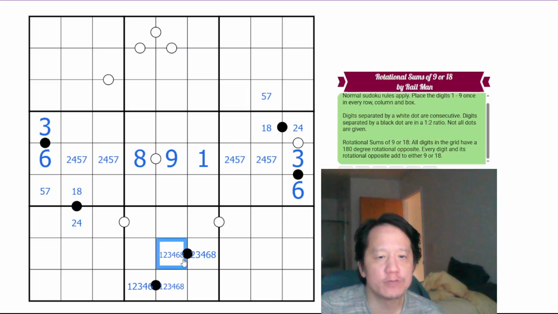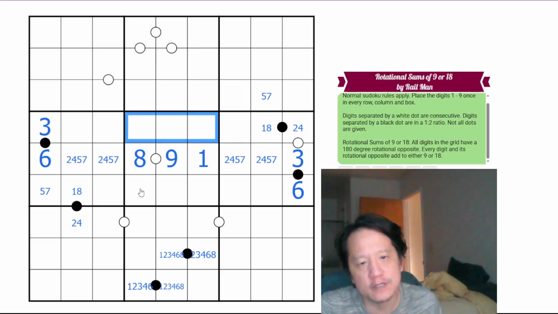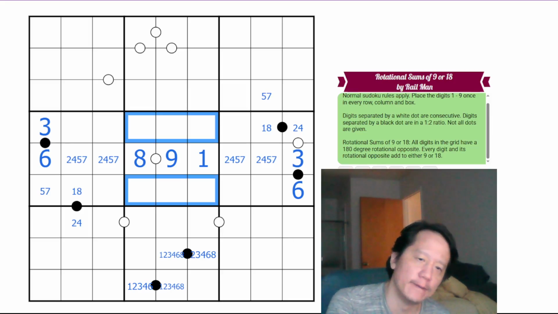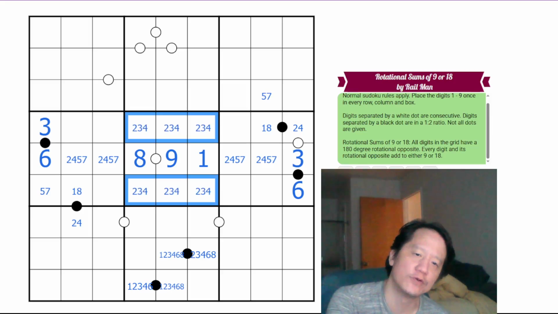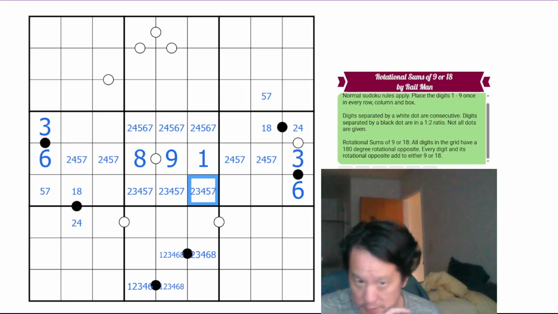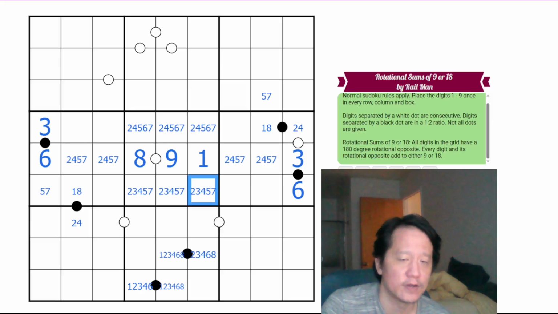So this one with this one. Remaining digits of the central box are 2, 3, 4, 5, 6, 7. 3 cannot be any of these digits, and 6 cannot be any of these digits. That seems fine.